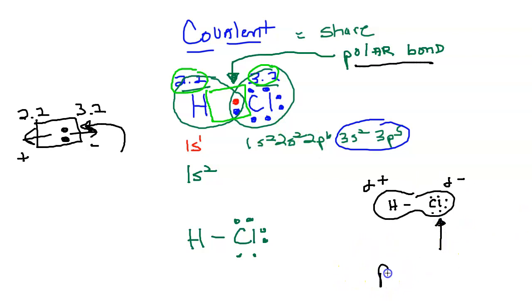So we call this a polar molecule. And one way to notice a polar molecule is that there's going to be an asymmetrical distribution of electrons. What's an example of a nonpolar molecule? Well, a nonpolar molecule would be something like carbon, which has 4 valence electrons.